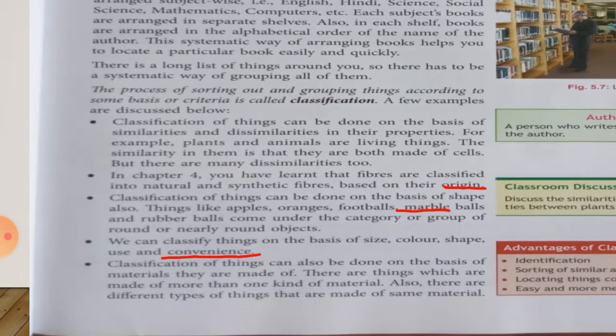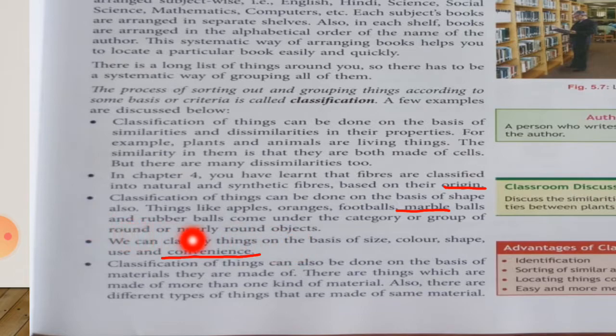So here in the fourth point you can understand that we can classify things on the basis of their size, their color, their shape and their use and easiness to categorize them.